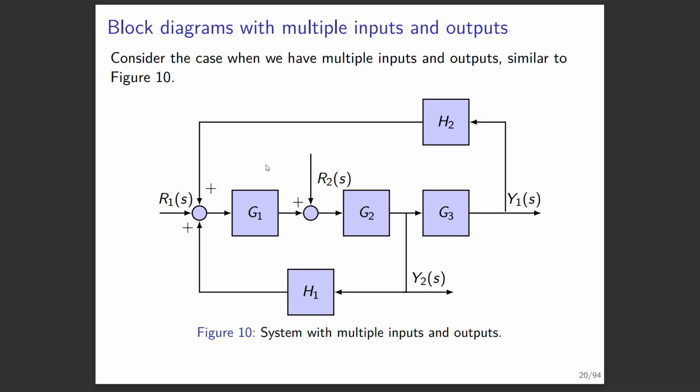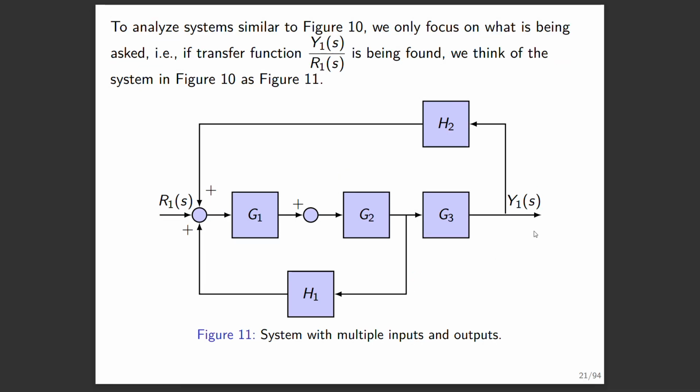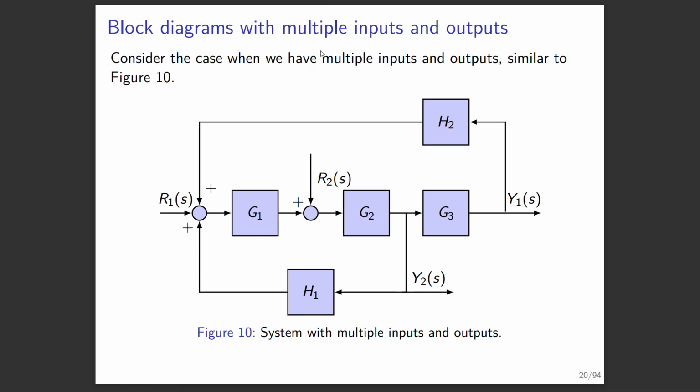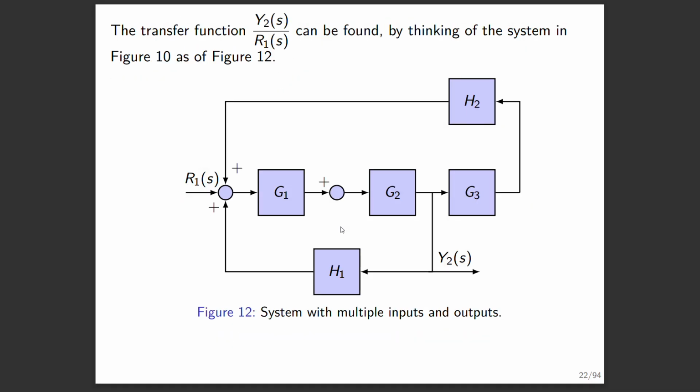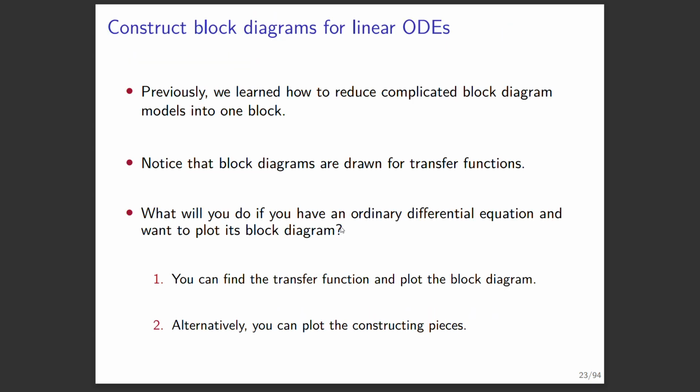If I'm being asked what's the transfer function between R1 and Y2, again, I assume R2 doesn't exist and then Y1 doesn't exist. So, see, this is the general multi-input, multi-output block diagram. Then if I'm being asked what's the transfer function between R1 and Y1, I just remove everything else, all other inputs and outputs, to be able to simplify this block diagram. And this is the case when R1 is the input and Y2 is the output.